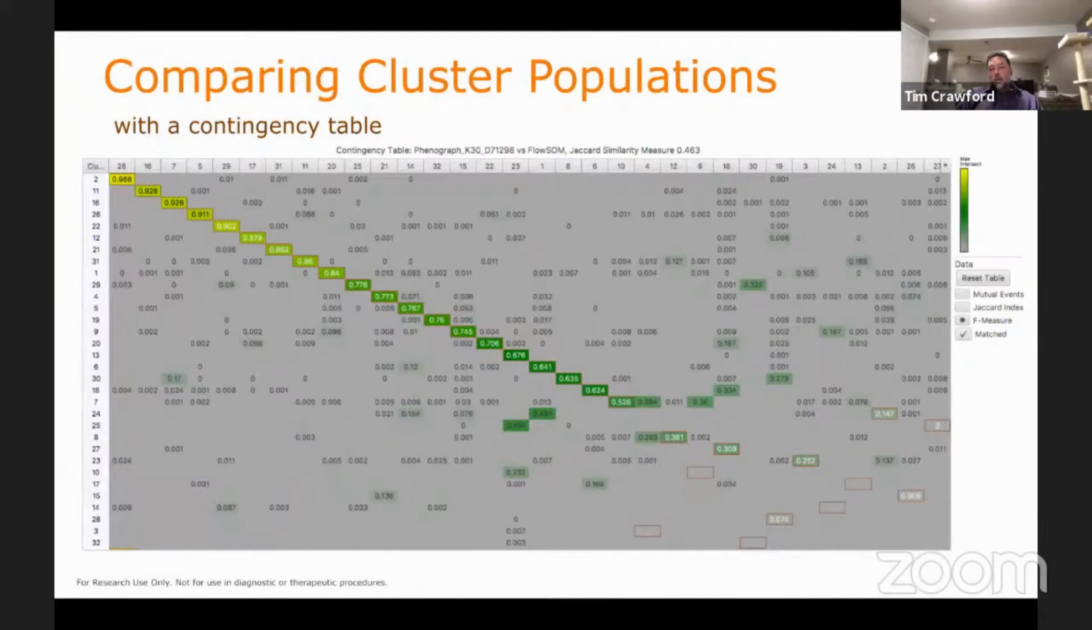Different methods and actually compare tables showing the Phenograph. Traditionally, we use F.